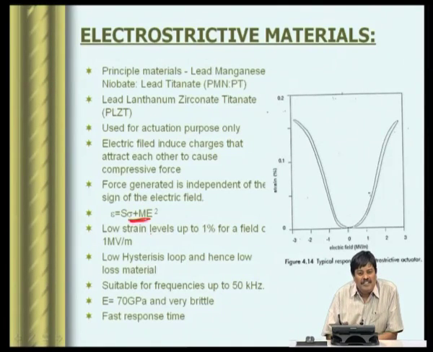The main advantage of this is it has an extremely fast response time. It can work up to 50 kilohertz of frequencies, and has a material stiffness similar to aluminum, at 70 GPa, but it is quite brittle, and the strain levels are lower compared to the PZT materials, about 1%. So, this has been used as an actuating material, and many works have been reported in the literature.